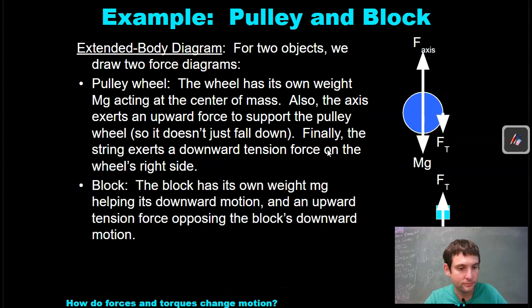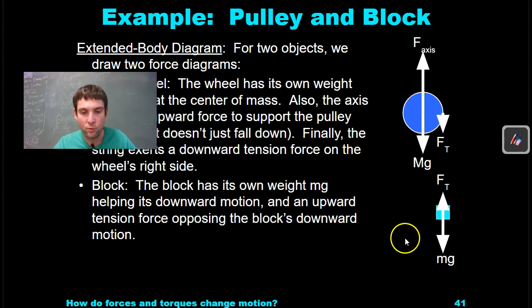The block has its own weight, mg, helping it downward, and an upward tension that's opposing the downward motion. But in this case, the tension is going to be smaller than the weight of the block. So that way we have a net acceleration going down. And that tension here is going to be the same tension here. Remember, one string, one tension. They're equal, even though they're going in the opposite directions.